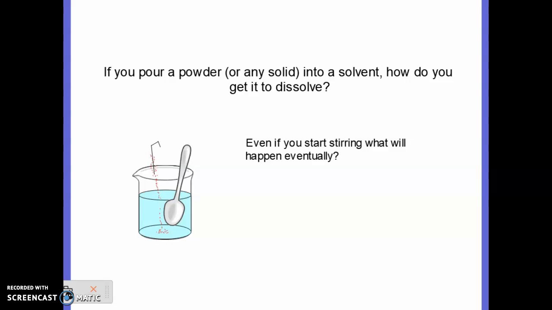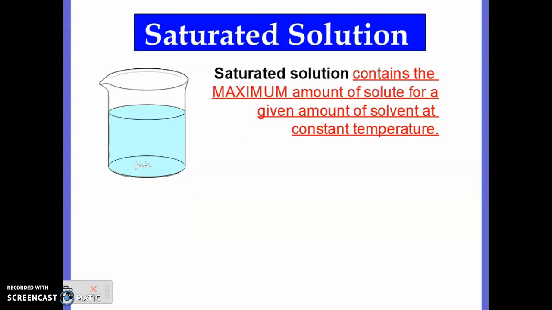Normally it'll just sit there if you don't do anything to it, and eventually over time it will start to dissolve depending on what substance it is and if it can be soluble. A saturated solution contains the maximum amount of solute for a given amount of solvent at a constant temperature. So this is where it reaches the max of the amount of substance that can be dissolved. Usually at saturation point, a solid starts to form, and above saturation, there's definitely solid present in that solution.